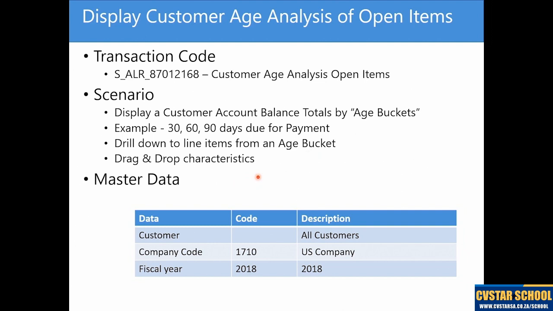And you can also drag and drop some characteristics. So the main use of this report is we tend to look at all customers together, and you can use company code 1710 and fiscal year 2018. So let's jump into this report.